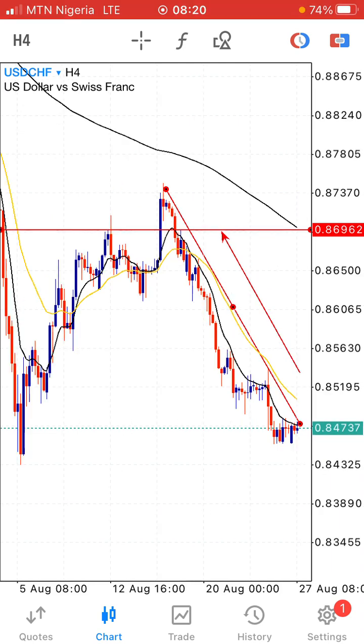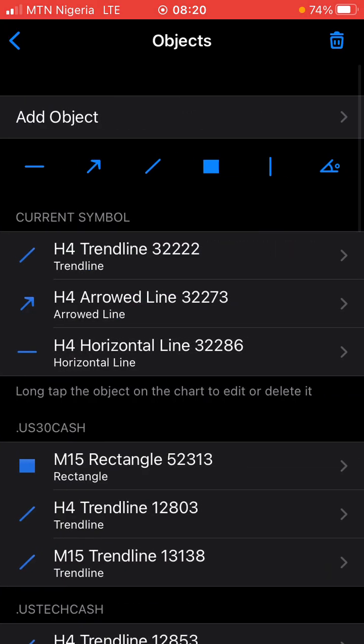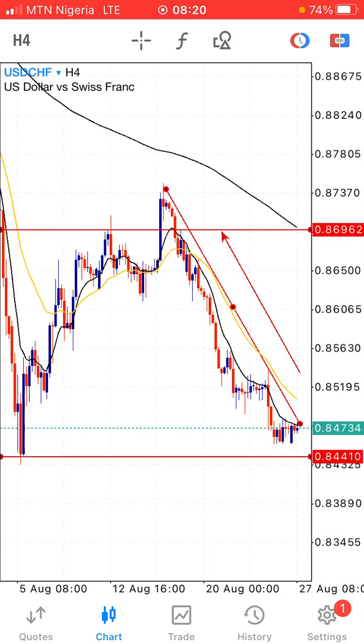And what will happen here? The market could not get to this previous low. It's a sign that there is a reversal coming in.